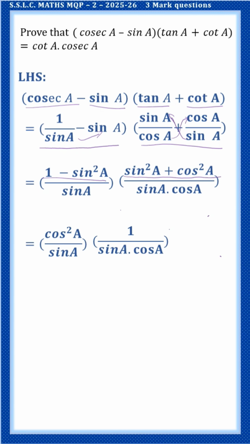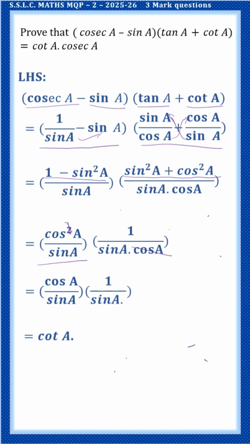Here observe cos A in the denominator and cos A in the numerator. Cos square A is equal to cos A into cos A. So one cos A cancels. Now we have cos A upon sin A into 1 upon sin A. Cos A upon sin A is equal to what? Cot A. 1 upon sin A is equal to cosec A, which is equal to RHS. Hence proved.